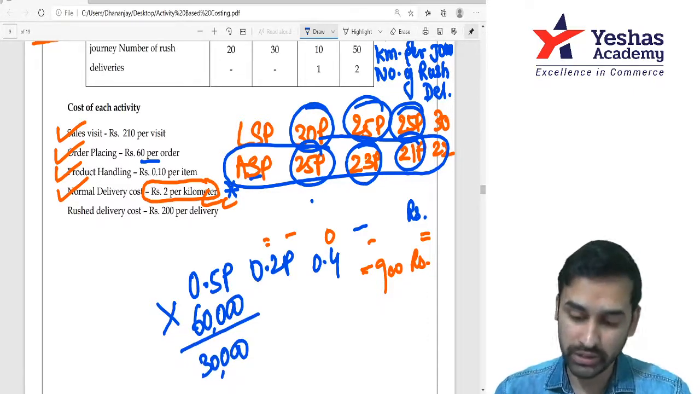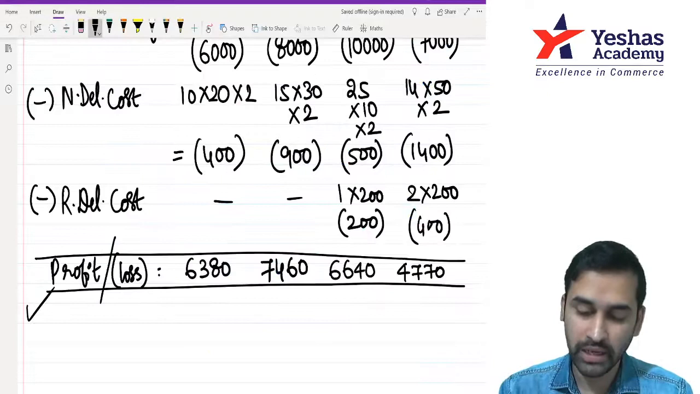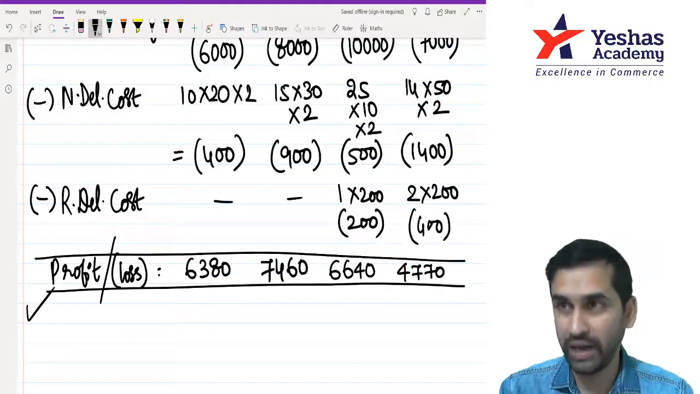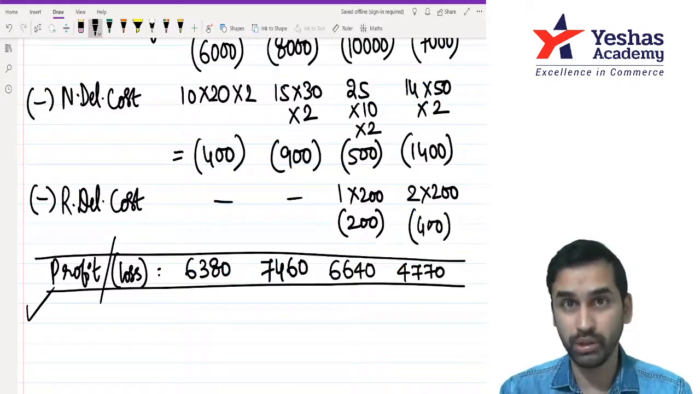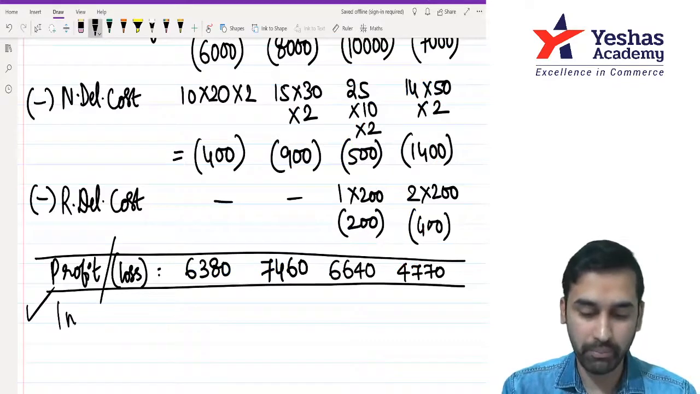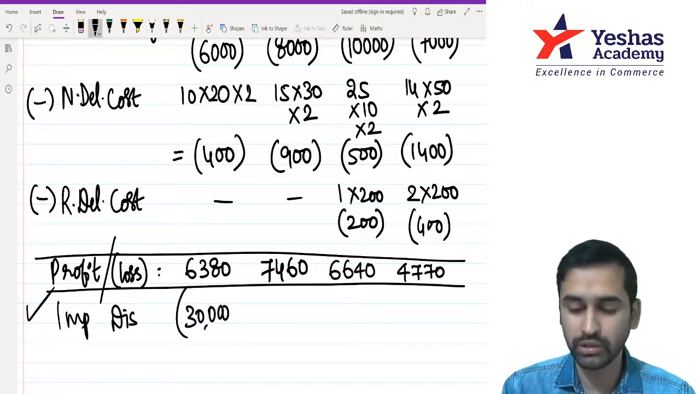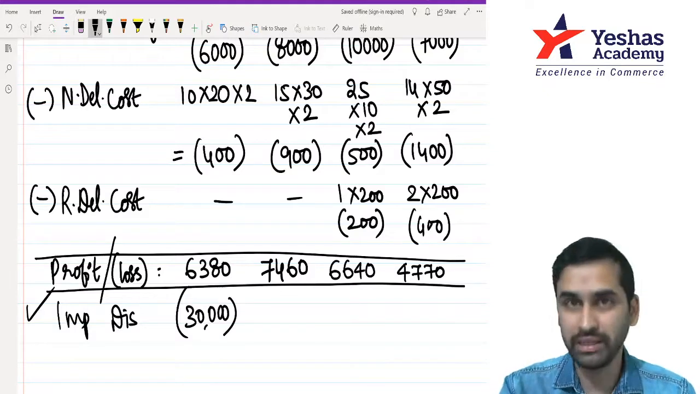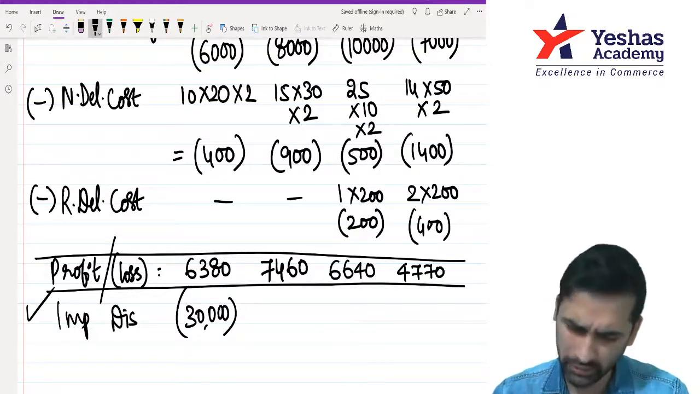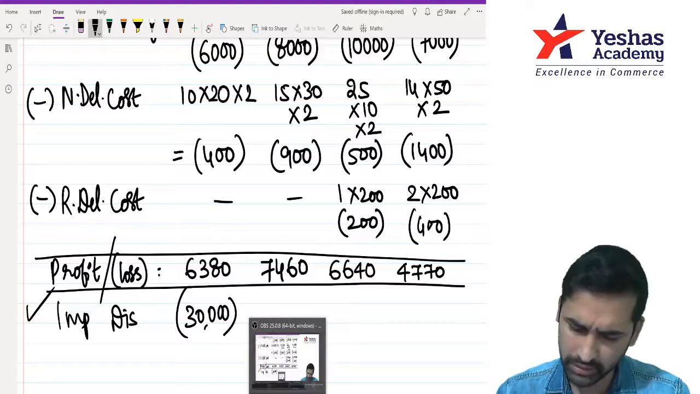And because of discount, go to my main answer. Here 6,380 profit you have. Suppose if you have to show even the impact of discount, then because of discount only you would have lost 30,000 rupees. 50 paise discount, not 50 paise, no, I think 5 paise. Did I do a mistake? 1 second.